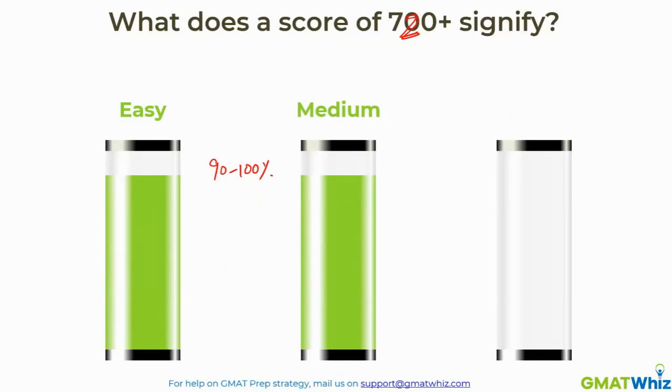Now, what about hard questions? With the hard questions, the higher your accuracy, the better your score is. So if you want to touch the 720 kind of a mark, even a 60% accuracy will do. But if you want to get to a 750 kind of a number, your accuracy should be about 80% or so. So basically, accuracy is not the only thing you should be looking at. You should be looking at the entire accuracy across the spectrum of easy, medium, and hard questions.